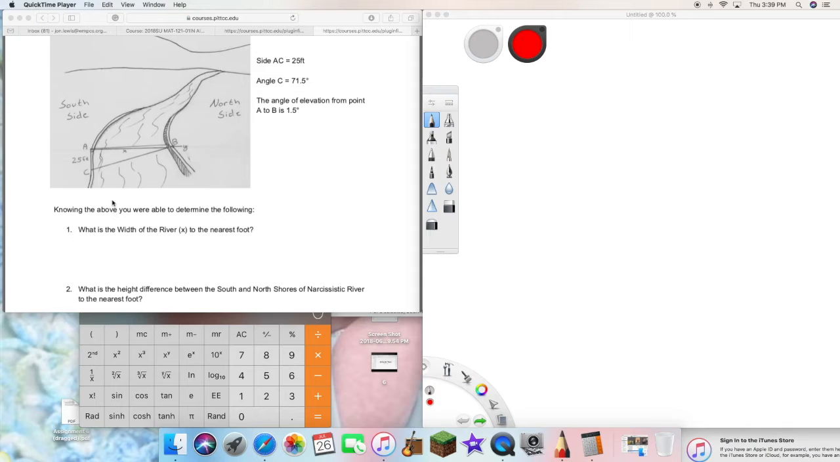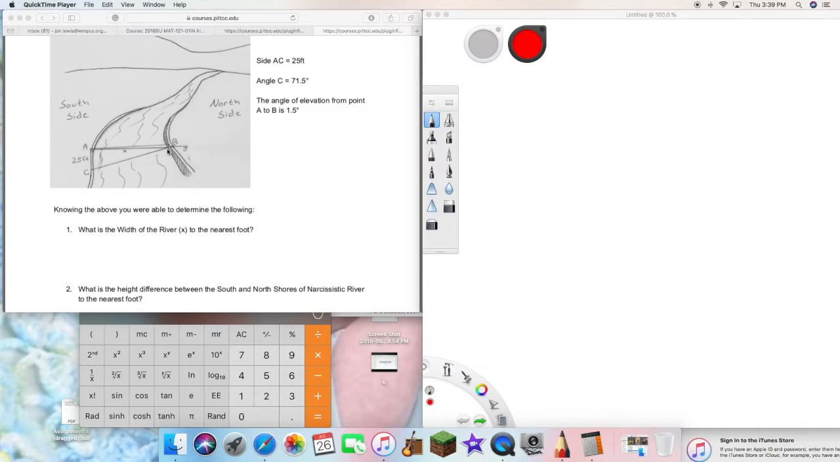It's first off asking for the width of the river, which is the distance from A to B, all the way over here from these two points. It's asking for these two pieces right here. But then it's also asking for the height difference between them. It's kind of hard to see because this is a two-dimensional picture, but you need to understand that the south side of the river, that shore, is lower than the north side of the river. So there's a small height difference here. So what you actually have is a three-dimensional picture right here.